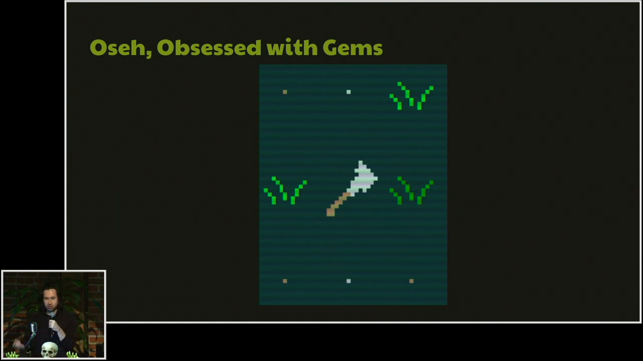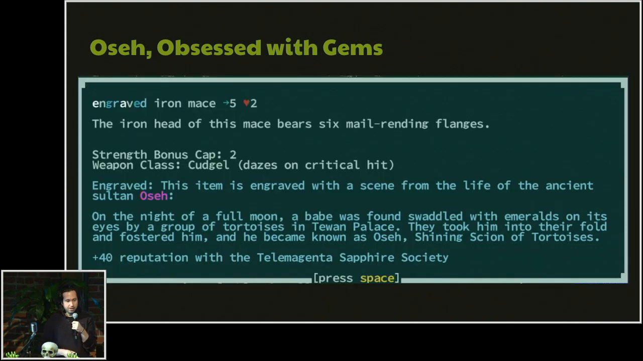You can pick it up, you can wield it, you can also look at it. So this is an engraved mace. It's engraved with a scene from the life of the ancient Sultan Osei. So let's read this. On the night of the full moon, a babe was found swaddled with emeralds on its eyes by a group of tortoises in Taewon Palace. They took him into their fold and fostered him, and he became known as Ose, shining scion of tortoises.